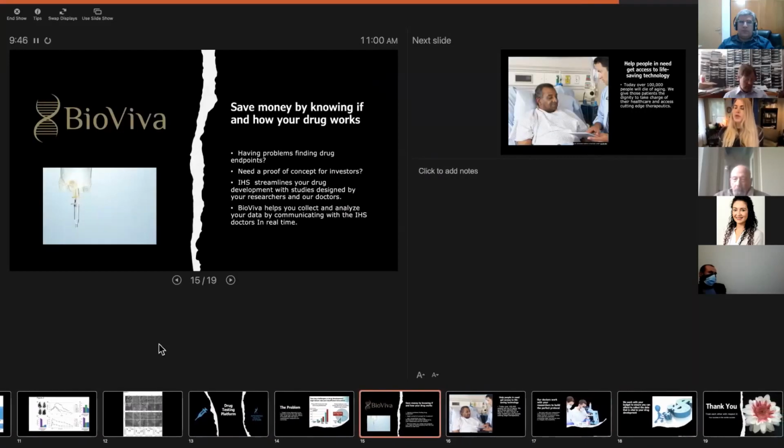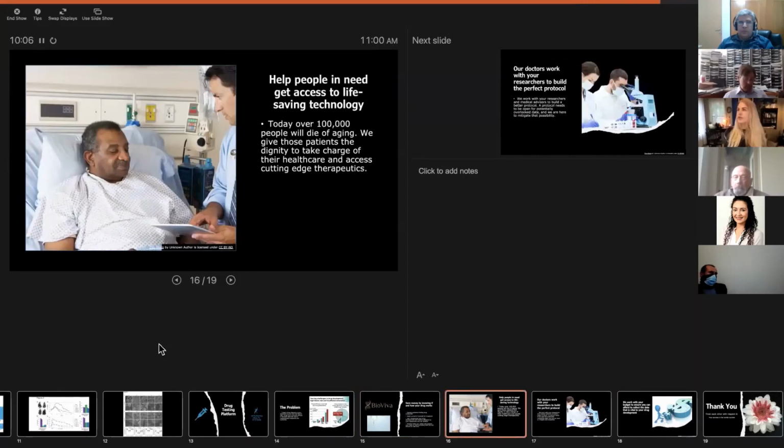So you can actually save money by knowing how your drug works. It costs a fraction of the cost to bring these drugs to the medical tourism sector and increases your chance of success significantly. And if your drug doesn't work, it saves you a lot of time to go back to the bench. Finding your endpoints matters, and this helps people.